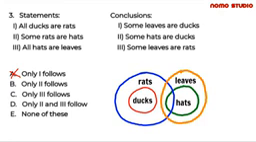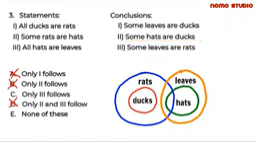Next, conclusion 2. Some hats are ducks. The ducks and hats also do not intersect. Their circles do not meet or even touch each other. Therefore, conclusion 2 does not also follow. Choices B and D are eliminated.